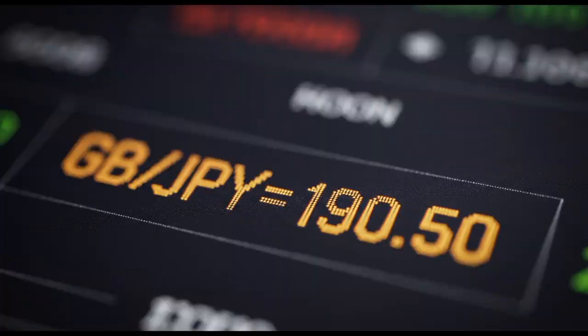2. Base currency versus quote currency. Think of it like this. The base currency is what you are buying or selling, and the quote currency is what you're using to measure its value. Example, pound sterling to Japanese yen equals 190.50. Here GBP, British pound, is the base. JPY, Japanese yen, is the quote. It means 1 pound equals 190.50 yen.